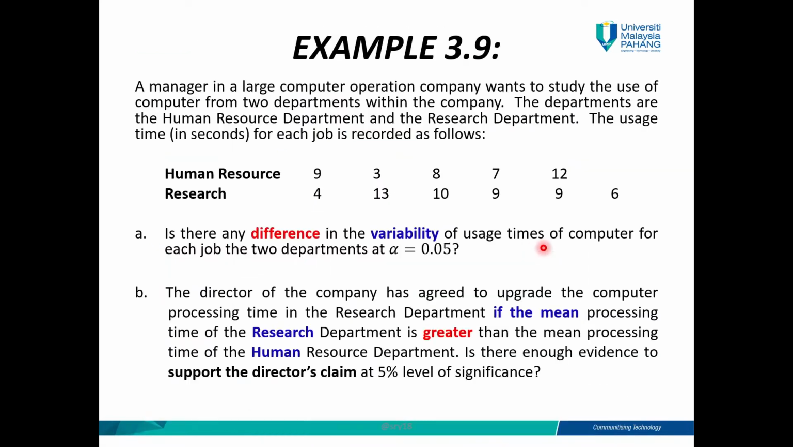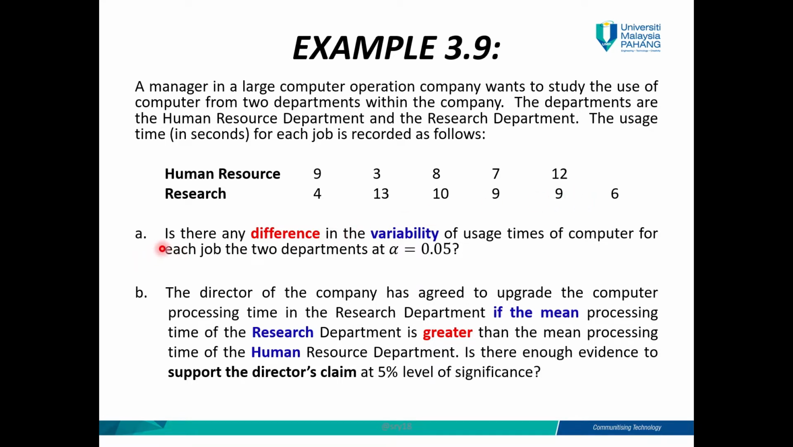Now, let's go on to the first example. A manager in a large computer operation company wants to study the use of computers from two departments within the company. The departments are the human resource department and the research department. The usage times in seconds for each job are recorded as follows. So they have 5 data for the human resource and 6 data for the research. Maybe they only recorded the time for each job from 5 people in human resource and 6 people from research. This is the data collected.